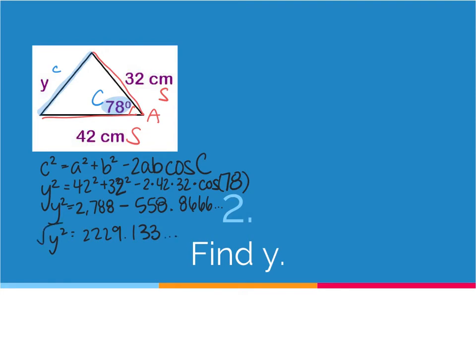So we're going to square root both sides. Y equals, in my calculator, I'm going to make sure I keep that exact answer. So I'm going to put the square root and then I'm going to hit second answer to input that same number to get the most precise answer. So 47.2 when you round that to the nearest tenth centimeters.